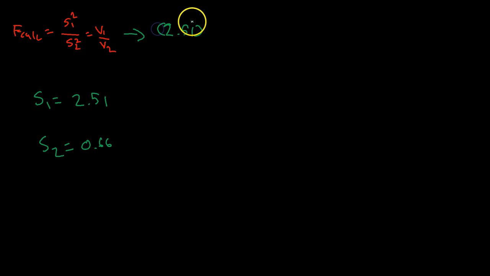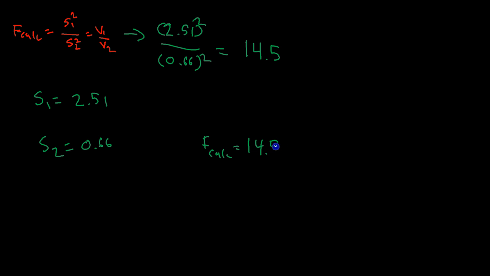And so all we do is simply plug those in here, and we get 2.51 squared over 0.66 squared. And the answer to this is 14.5. Right? So this is our f-calc. So f-calc equals 14.5. So we want to find out what our f-table is.